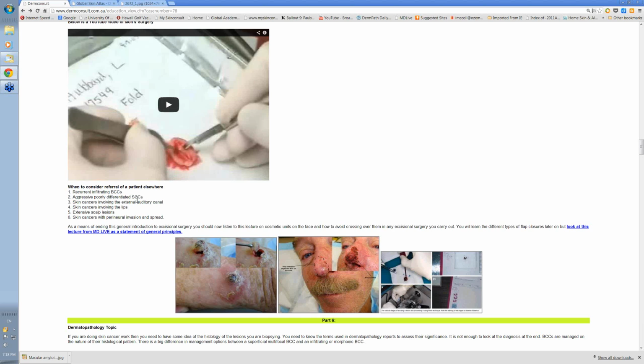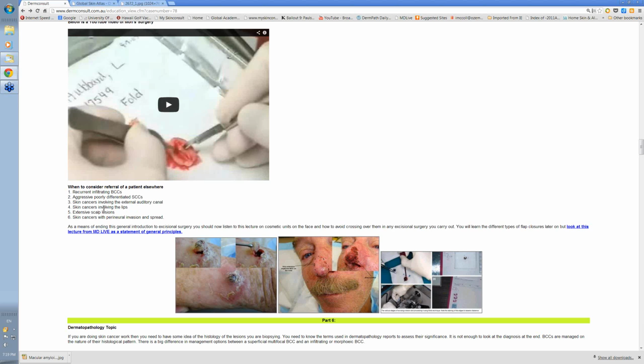Again, poorly differentiated SCCs, especially any that have perineural spread. Be that SCC or BCC, but particularly SCC, those things can extend quite widely around the excision site, and you often end up having to do wide field radiotherapy as well.